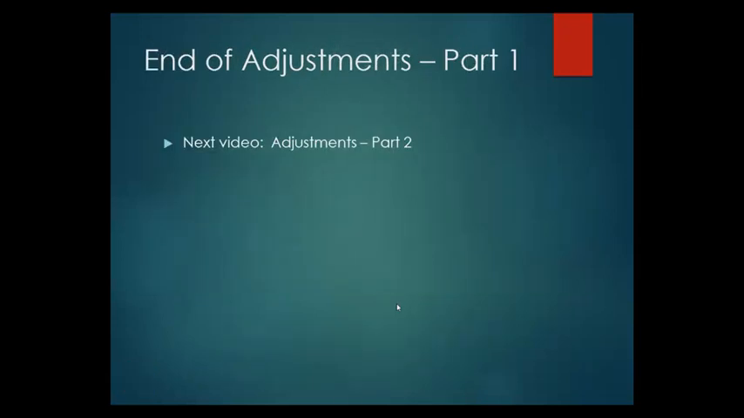This ends part 1 of adjustments. Next, please see the next video, adjustments part 2.